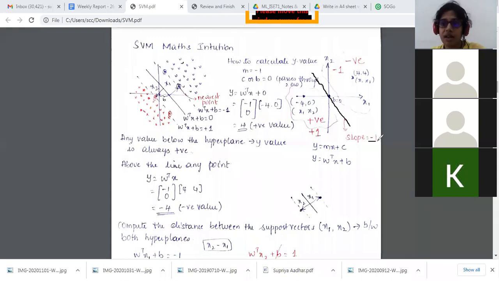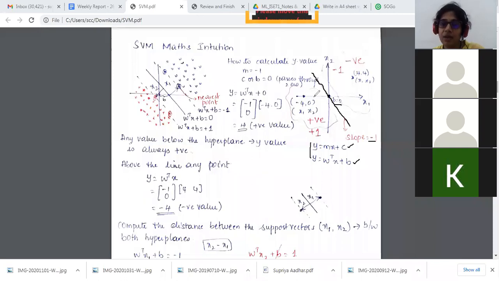So when I consider the line y is equal to mx plus c, I can represent the same line as y is equal to w transpose x plus b. These are the representations of the line. Now I know the slope of it, and I know it is passing through the origin, so my b is equal to 0.